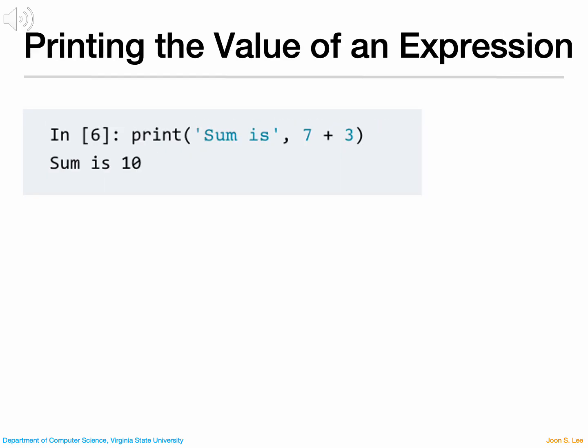So far, we've seen how the print function can display text and strings, but print can also handle expressions, calculations that Python evaluates before displaying. In this example, Python first works out the expression 7 plus 3, which equals 10. Then it prints the text "sum is" followed by the result of that calculation. This shows that print isn't limited to fixed text. It can also display the results of calculations, which is very useful for checking values while a program is running.